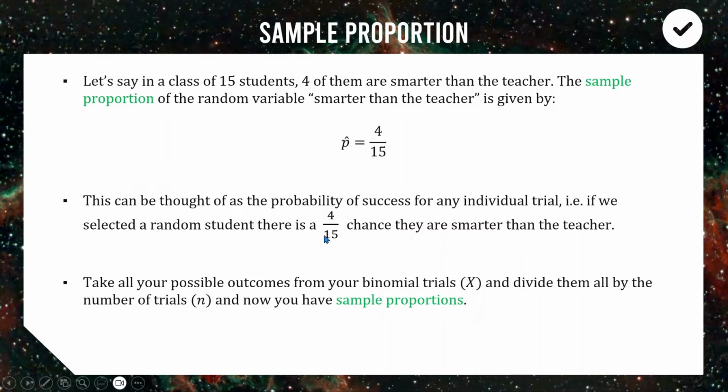Okay, so if we take all of our outcomes from our binomial trials, which could be number of students smarter than me from 0 up to 15, if we divide all those by 15, we turn those outcomes into sample proportions. So when we're reading sample proportions, we're thinking binomial outcomes as fractions. Binomial outcomes as fractions is the simplest way of thinking about it in my mind.